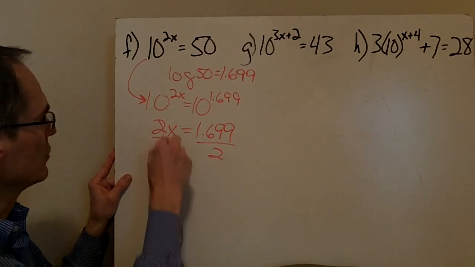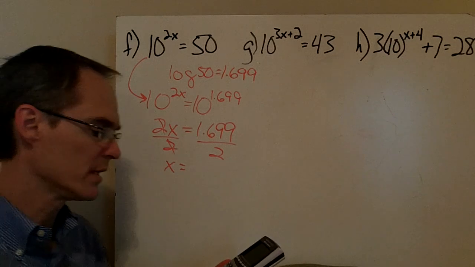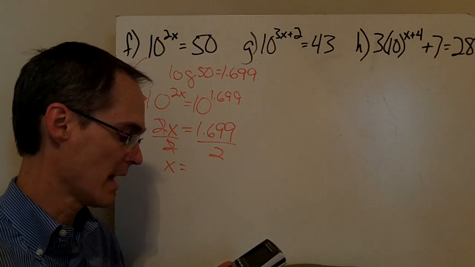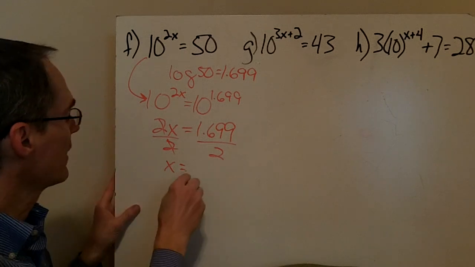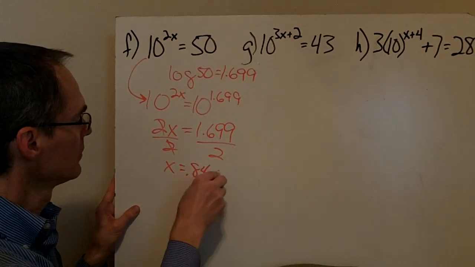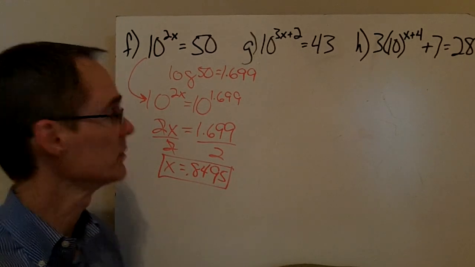Divide both sides by 2. And I get x equals 1.699 divided by 2, which is 0.8495. And there's the solution to that equation.